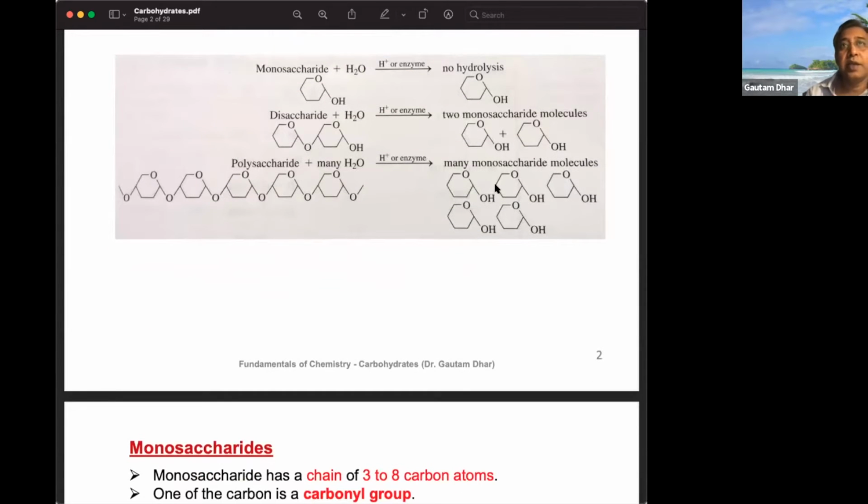And also there are enzymes that can hydrolyze them, the opposite reactions, like the sucrase enzyme, that splits the sucrose molecule into glucose and fructose.